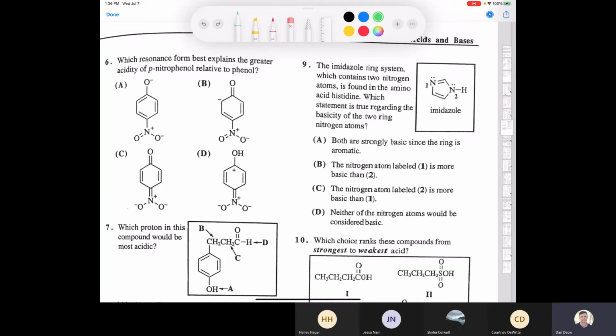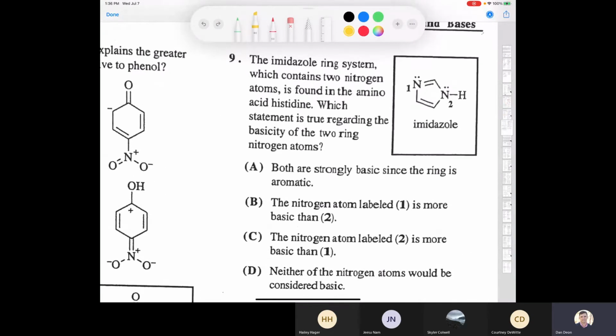Let's try number 9, because we spent some time talking about aromaticity. It says the imidazole ring system, which is shown right here, contains 2 nitrogen atoms found in the amino acid histidine. Which statement is true regarding the basicity of the 2 ring nitrogen atoms? This one has a lone pair on it, and this one has a lone pair on it. A says both are strongly basic. B, the nitrogen atom labeled 1 is more basic than 2. C, the nitrogen atom labeled 2 is more basic than 1. And D, neither nitrogen would be considered basic. Could anybody tell me what the correct answer for 9 would be?